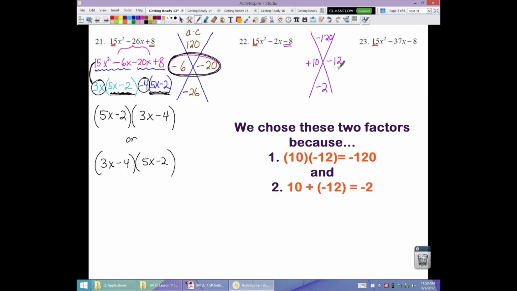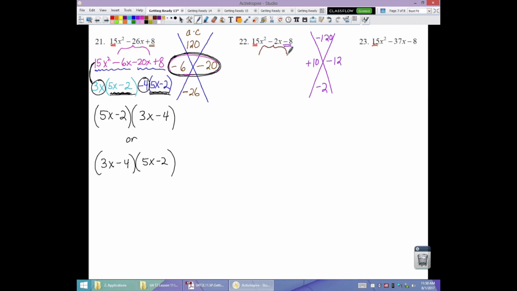Those two factors, again, are not part of your final factored expression. They are just used to split up the negative 2x. So negative 2x can be written as negative 12x plus 10x. Now, I told you it didn't matter what order you put them, and it doesn't. However, when you have different signs, one positive and one negative, I find it always easier to put the negative first. That allows you to avoid this step that we had to do in number 21, where we had to factor a negative GCF out. The 15x squared still stays where it was. The minus 8 stays where it was.